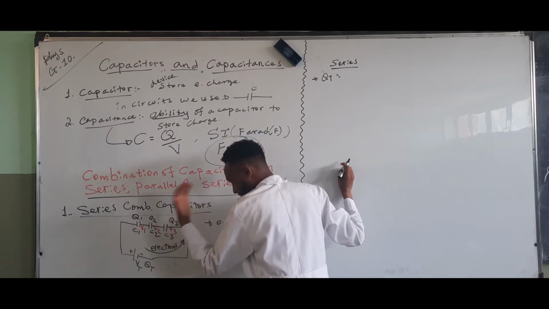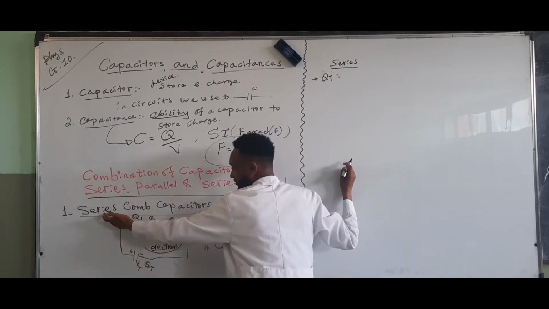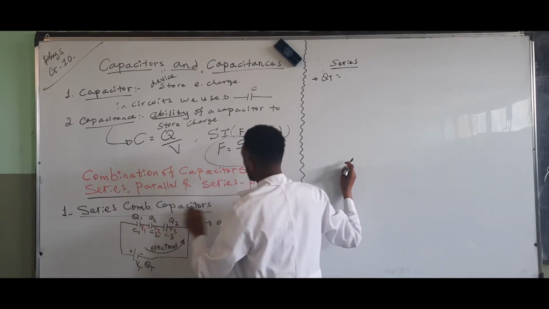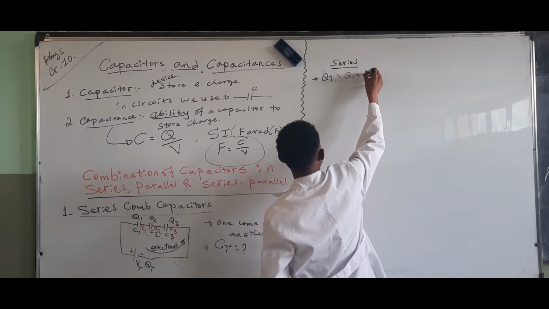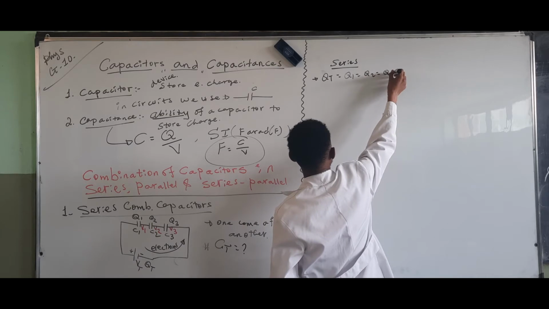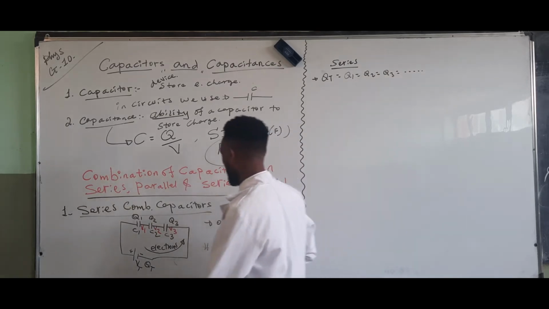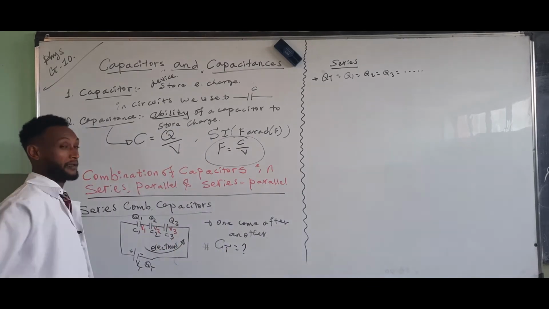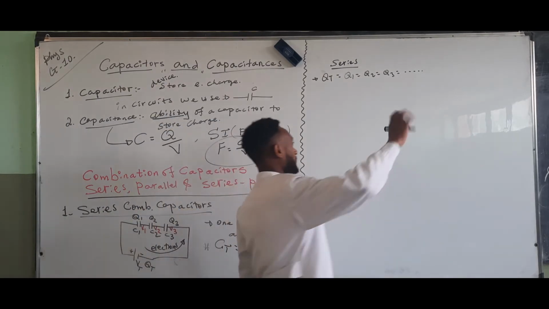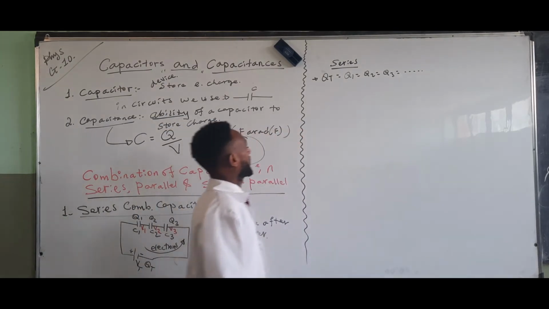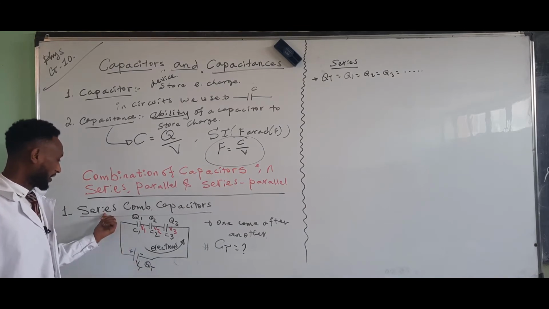Since there are no other branches, the charge which flows in a series combination is the same at every point. That means the total charge in series is the same as charge 1, charge 2, and charge 3, and so on up to the number of capacitors. If we have any number n of capacitors, the charge is the same through all of them. Next, take the voltage in a series combination.